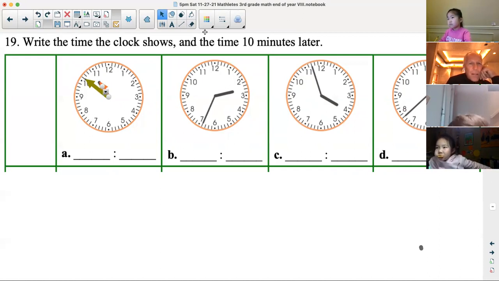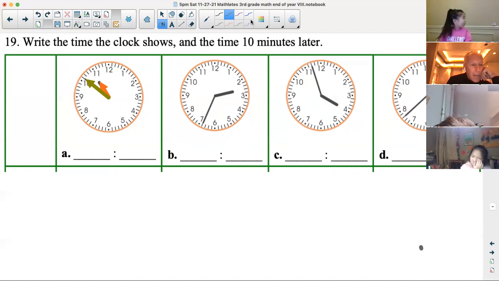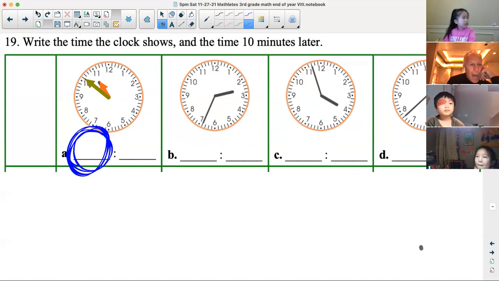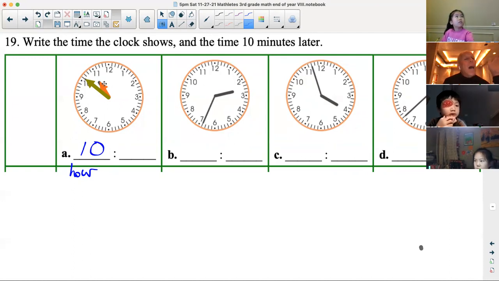So what do you think the hour would be? Remember, past 10 o'clock, but not yet to 11. What would go right here for the hour? On 3. 1, 2, 3. That's right, because it's past 10, but not yet at 11.